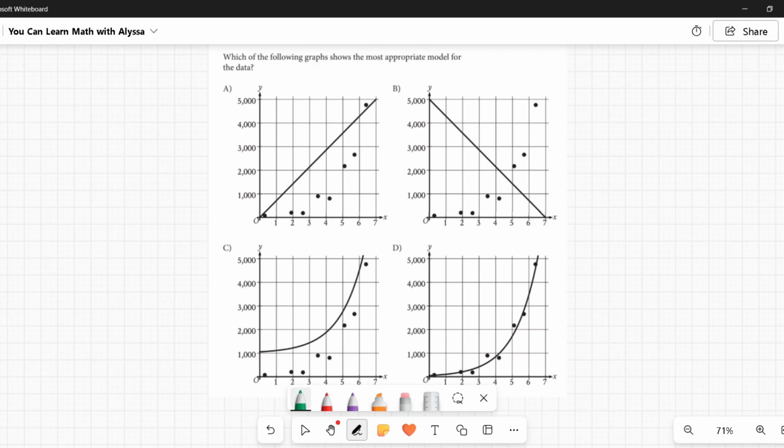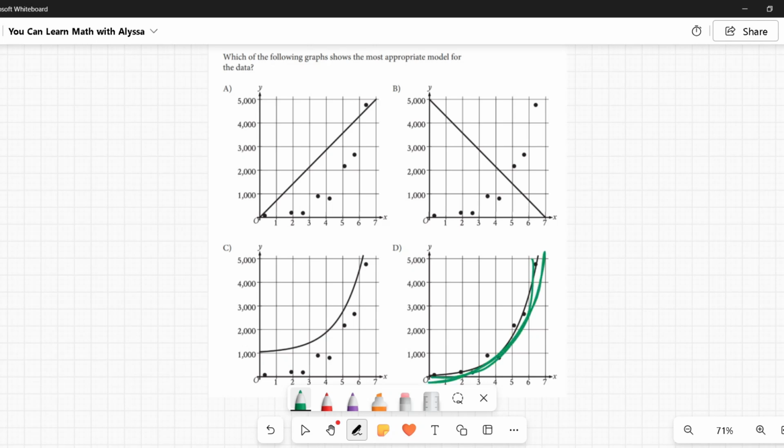That's not a good model. C, okay, we get a curve going more, but still a lot of these are off. It feels like these could be closer to the line, or this line could be closer to these points. Finally, we have D. There we go.